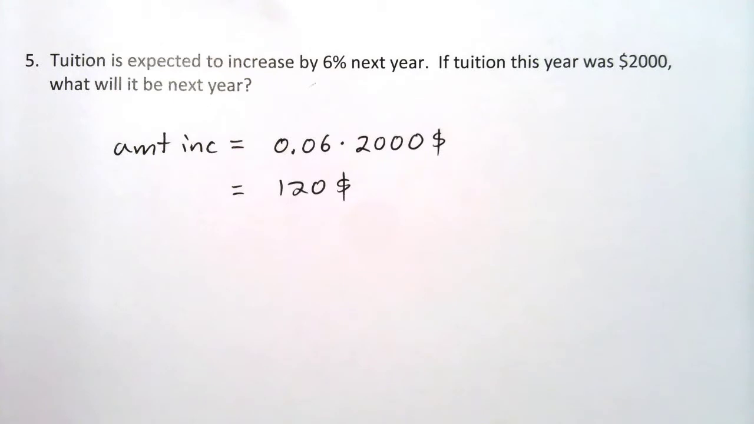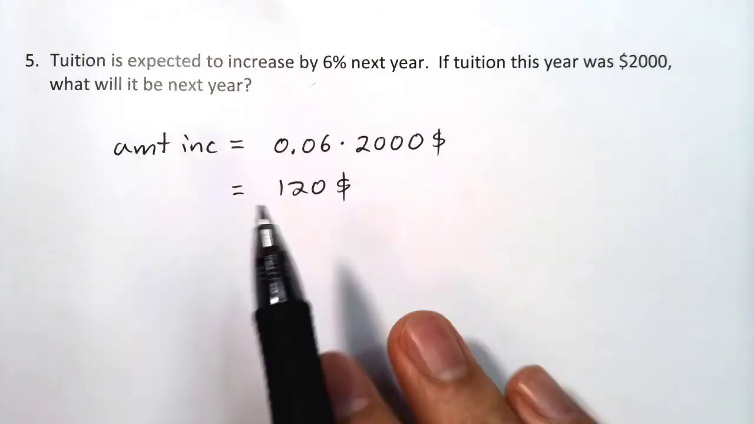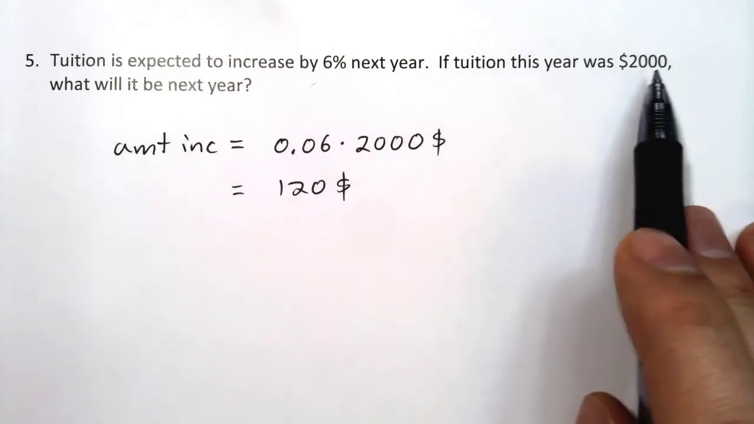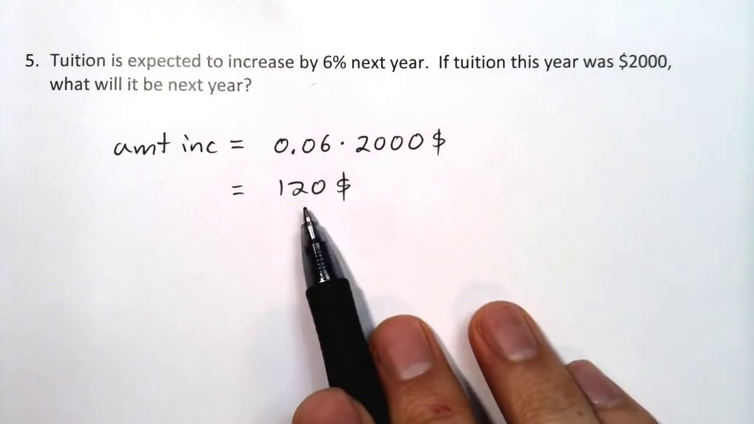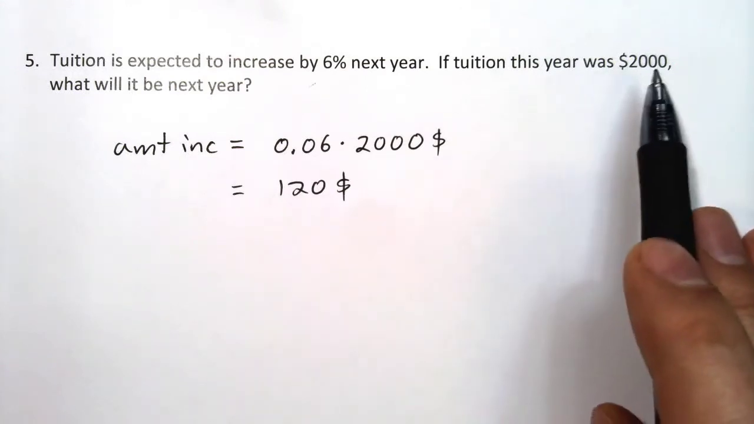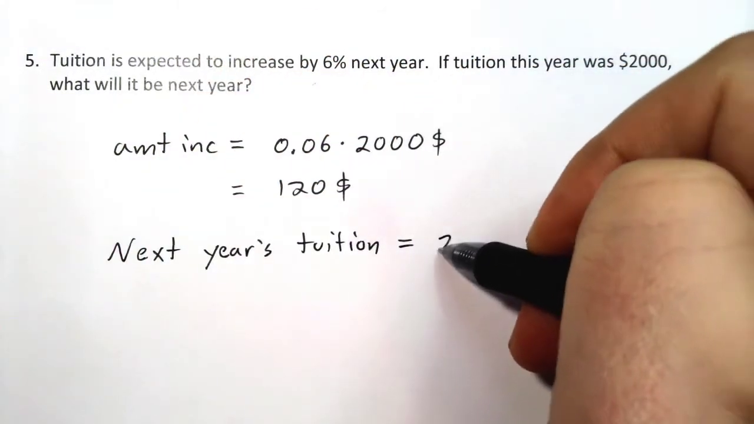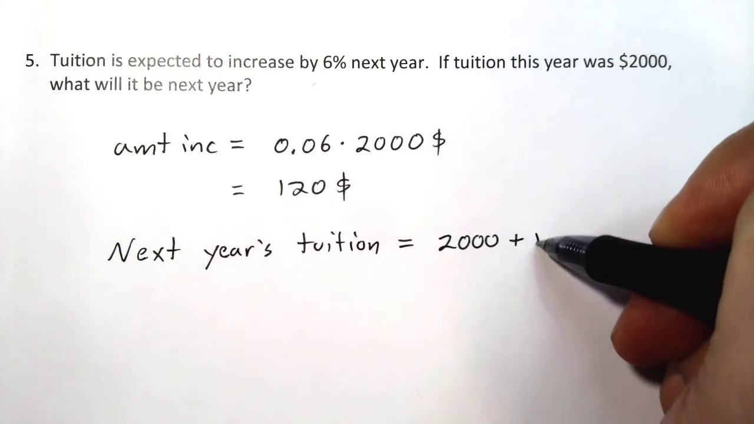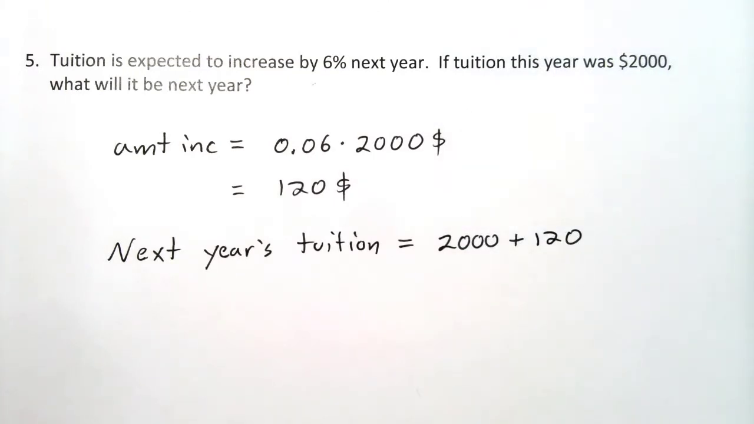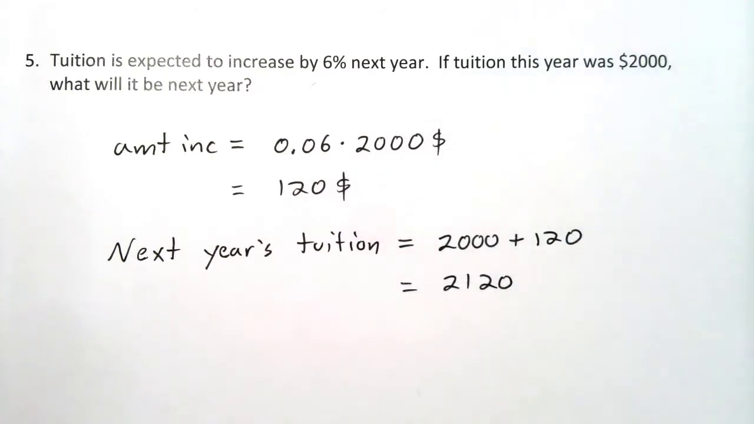I mean, we wish it was the answer. If tuition increased and now it's only to be $120, fantastic. But that's impossible. If the tuition is increasing, we know it has to be more than this. This is the amount it increased. So to find the next year's tuition, we need to add this to the 2,000. Is the 2,000 plus 120. So it'll be 2,120. And that is measured in dollars.